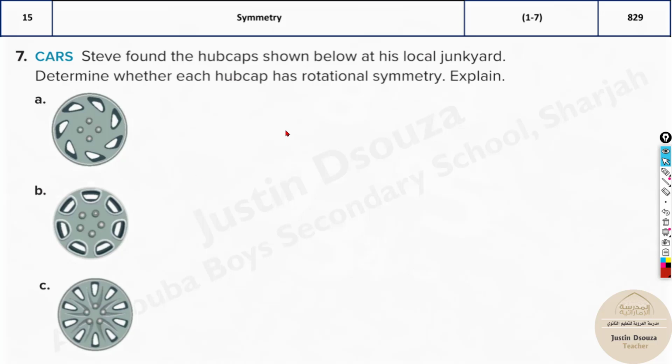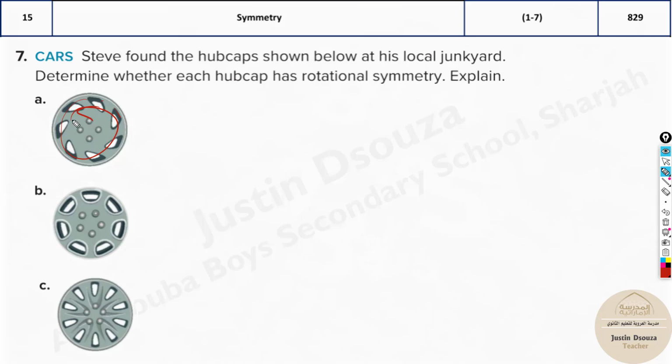Steve found a hubcap shown below in his local junkyard. Determine whether each hubcap has rotational symmetry. Explain. Now here, to have rotational symmetry, what happens is whenever you turn it by a certain number of degrees, say 90 degrees or 180 degrees, it'll be in the same position. If you turn it, this will come over here.